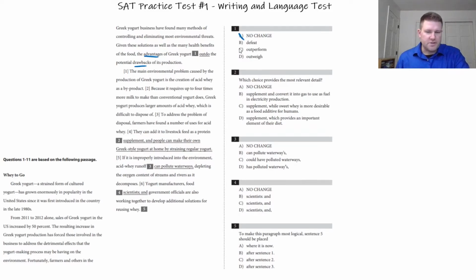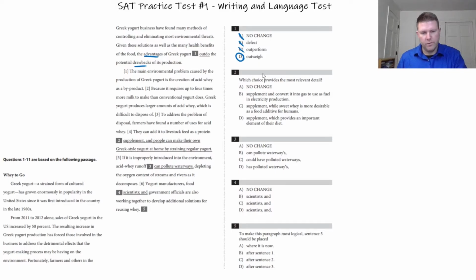And also chop C just because outperform is basically a synonym for outdo, right? And then if you look at defeat, do advantages defeat the drawbacks? Not really. Again, this is more a word you use when you're describing two people, like one defeats another or something like that, right? Now, outweigh just means the advantages are more significant than the drawbacks, which is a perfect fit here. So there we go, D.